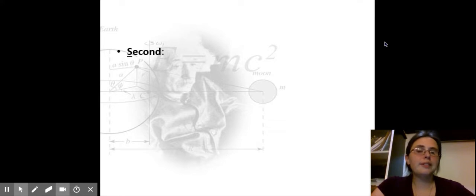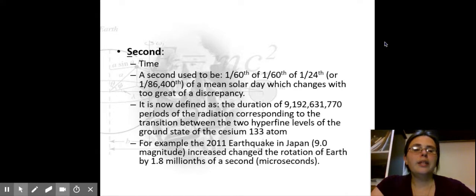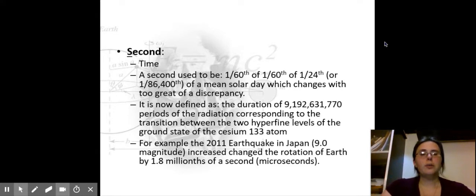So then we also have the second, and it is the SI unit of time. It used to be based on 1/60th of 1/60th of 1/24th of a day. But that actually changes quite a bit. For example, in 2011, there was an earthquake in Japan, which had a 9.0 magnitude, and it increased the rotation of Earth by 1.8 millionths of a second. So now it is actually based on the cesium-133 atom. So you know that there are atomic clocks. It's talking about cesium in particular.